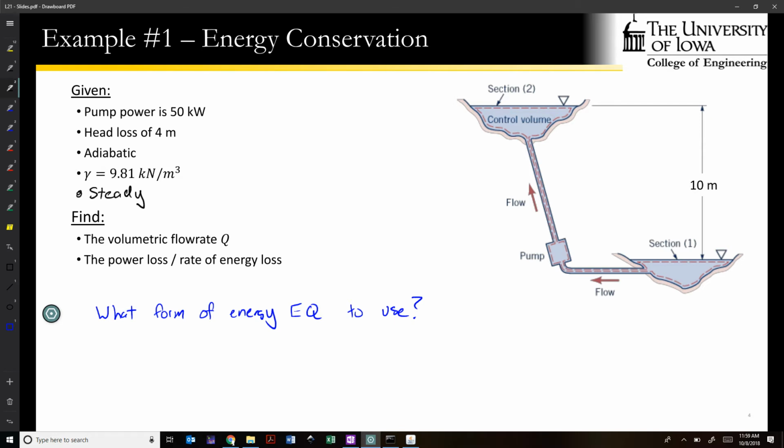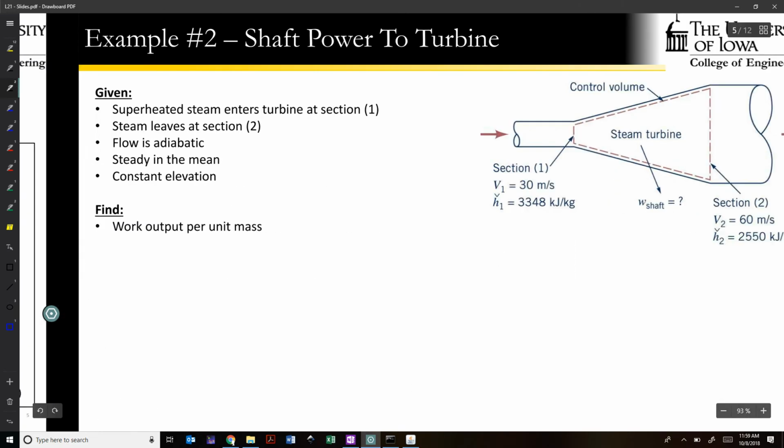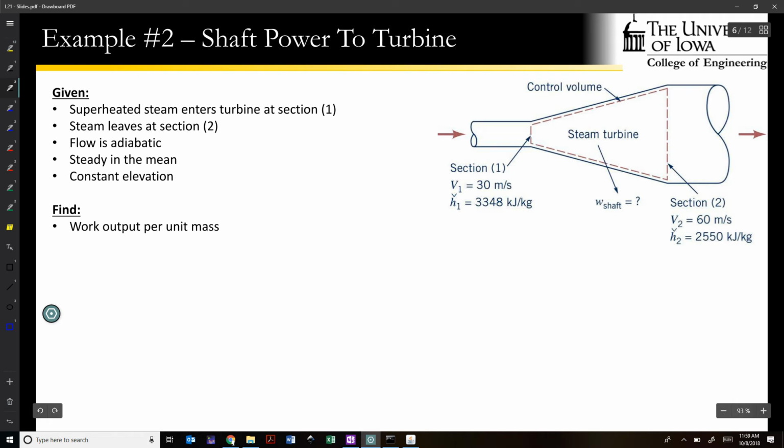Okay, next problem. Consider a case where we've got a turbine now, rather than a pump. Remember, turbines and pumps look the same, but one has a positive sign, one has a negative sign. Injecting energy versus extracting energy from the flow.